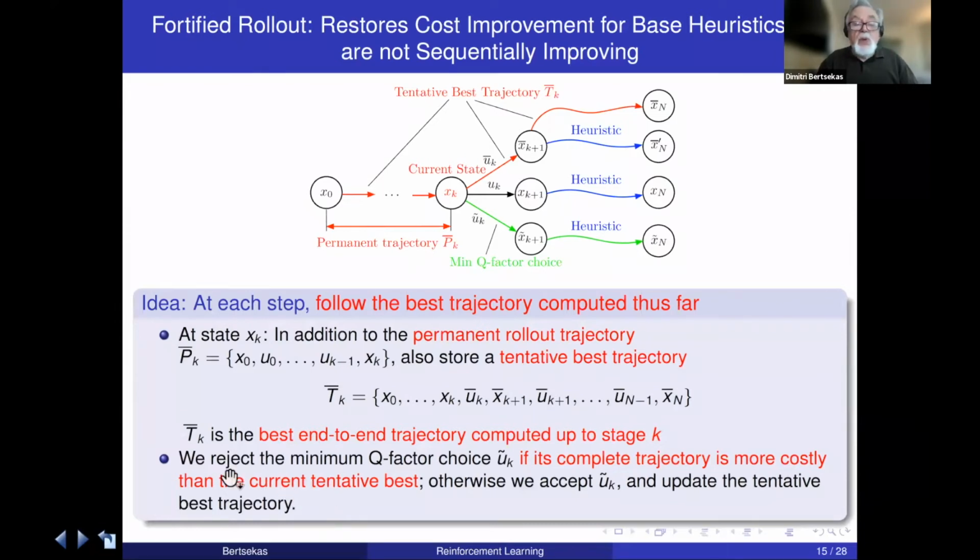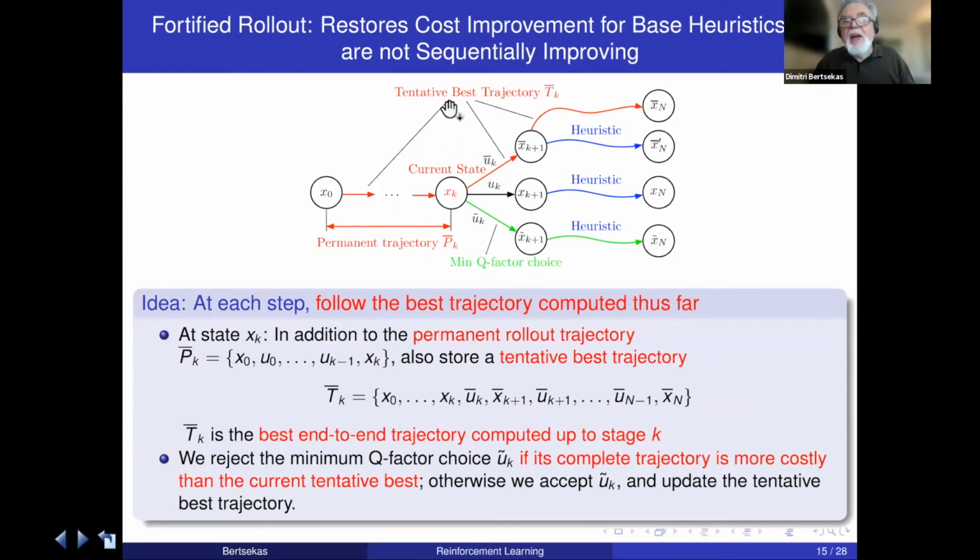So that's what this bullet says. We reject the minimum Q factor choice if its complete trajectory is more costly than the current tentative best trajectory. Otherwise, we just accept the green control, the suggestion of the rollout based on comparison of Q factors, and we adopt this trajectory now as the new tentative best. And we have obtained cost improvement.